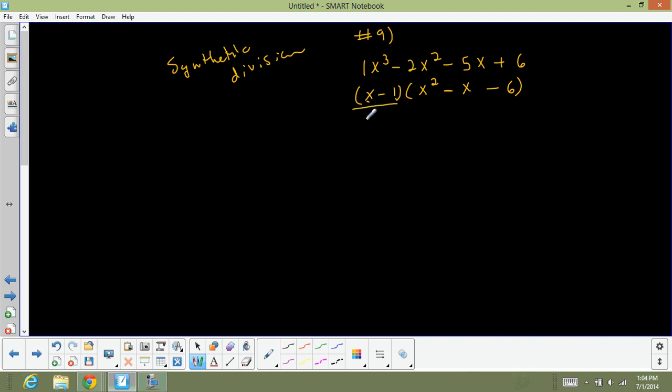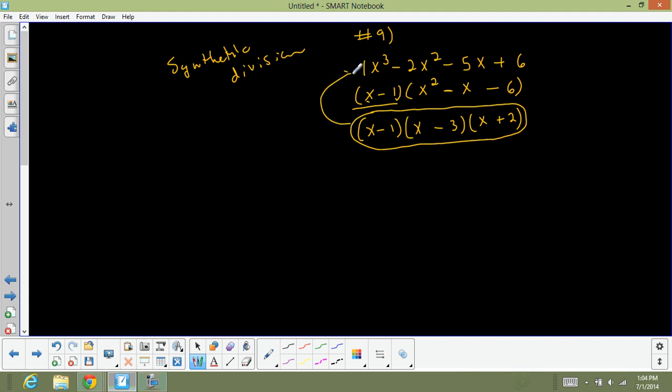Now, we're not done at this point. That second term is going to factor further. And I think that's fairly obvious. It's going to be an x and an x. And you're going to want a minus 3 and a plus 2 to get that last pair factored. And so there, except for maybe the order, is your full factorization of the original given polynomial. So that's question number 9.